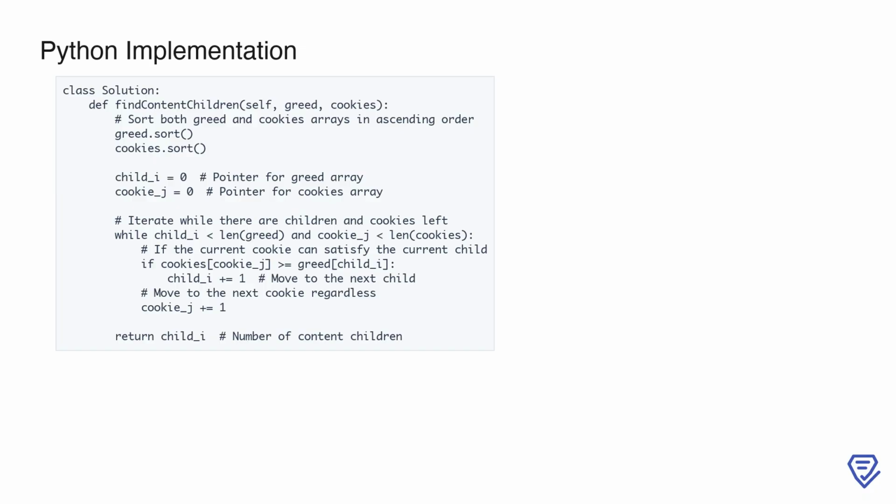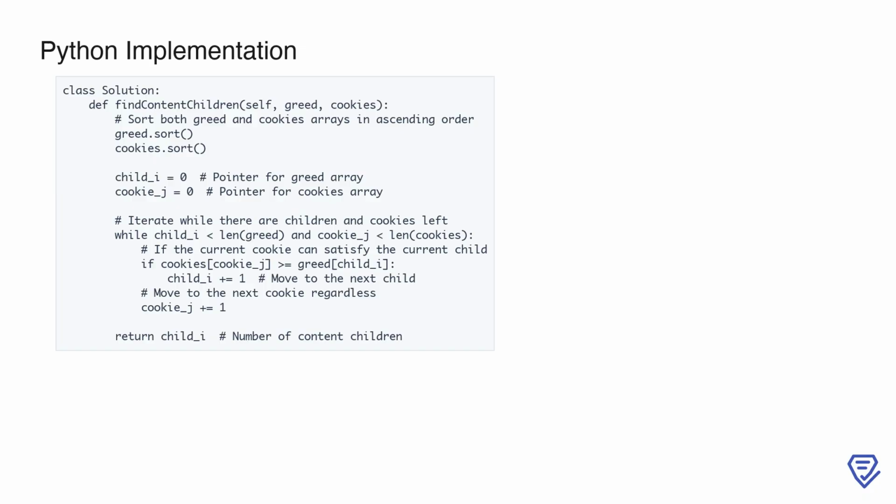Step-by-step explanation. 1. Sorting. First, the greed array, representing the minimum cookie size each child needs, and the cookies array, representing available cookie sizes, are sorted in ascending order. Sorting ensures that we can try to match the smallest available cookie to the least greedy child first, which is key to the greedy approach. 2. Initialization. 2 pointers, child_i and cookie_j, are initialized to 0. These pointers help track the current child and cookie being considered during the iteration.